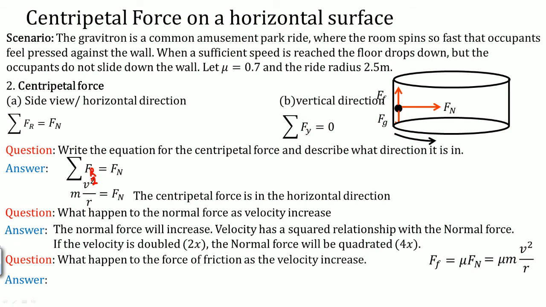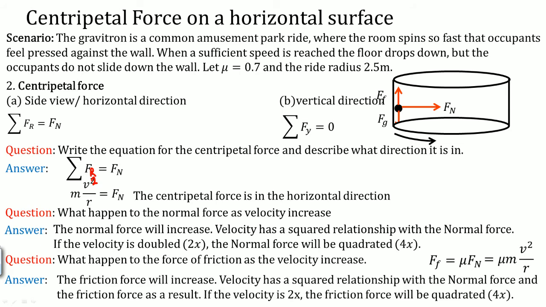And we know that mu n is just, in this case, mv squared over r. So we can say, for this scenario, the force of friction equals mu mv squared over r. So the friction force will increase if the v increases. Like from before, it has a direct relationship. But it is also squared, because do you see the power 2 here? It is also squared.